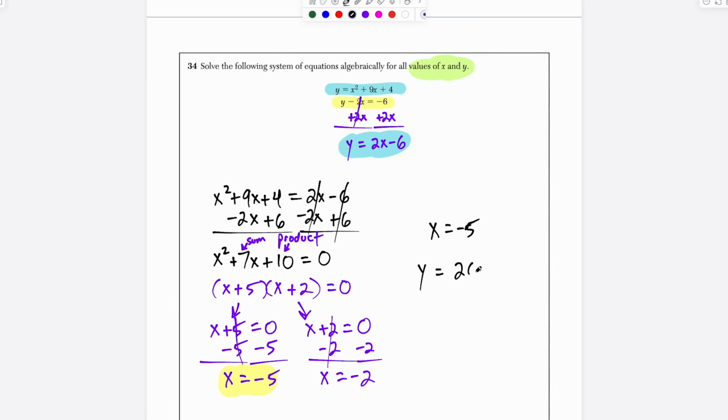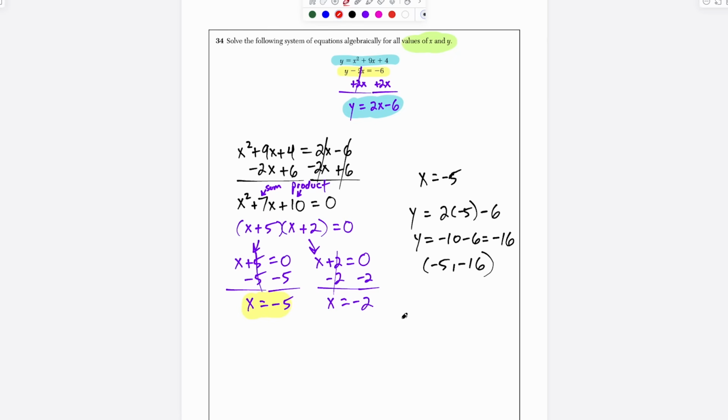So we have 2 times -5 and then -6. So this gives us y equals 2 times -5 is -10, and then -6 gives us -16. But what we should do at this step is write our answer as a point x comma y. So now one of the solutions here is -5, -16. Now we'll find the other point.